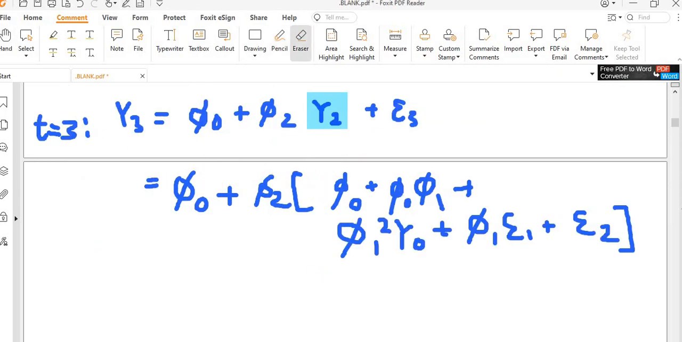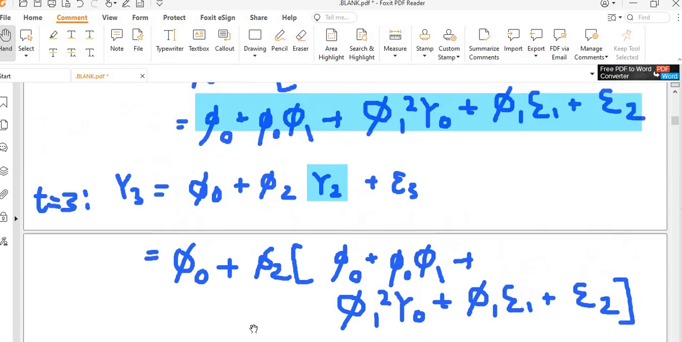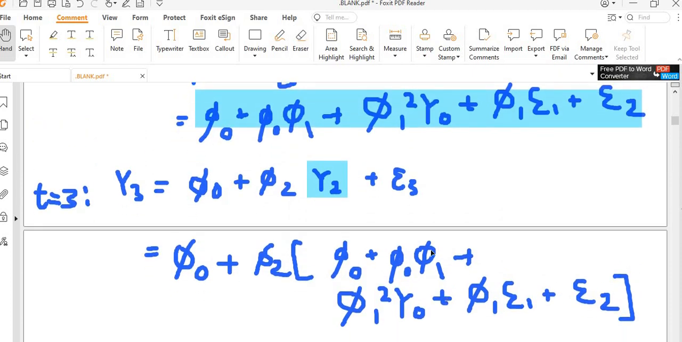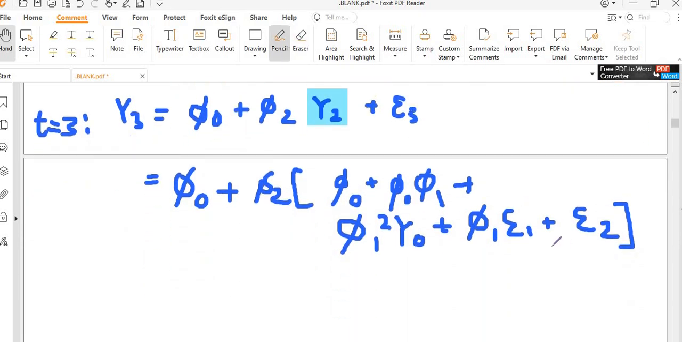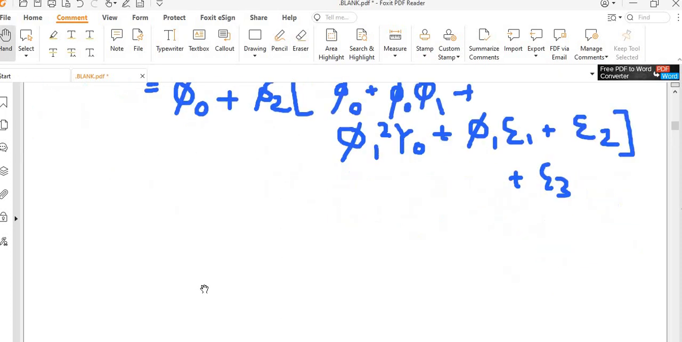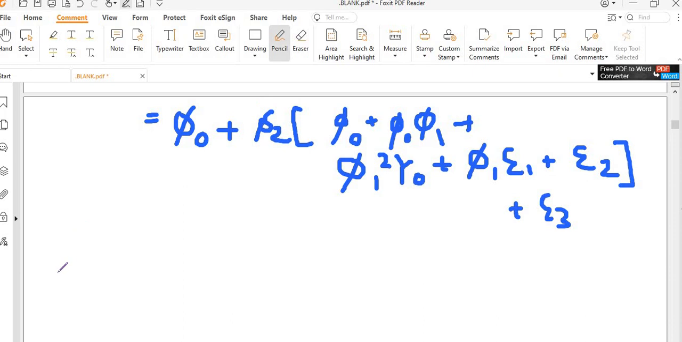So you have phi naught plus phi 1, and I put the entire expression for y2: phi naught plus phi naught phi 1 plus phi 1 square y naught plus phi 1 epsilon 1 plus epsilon 2, and you can't forget this little epsilon 3 here, so we have to put an epsilon 3 here. Now let us simplify this, right? I want to simplify it. So what I can do is multiply this entire thing, and you see, if I multiply this, we have phi naught phi 1 and we have phi naught phi 1 square, right?